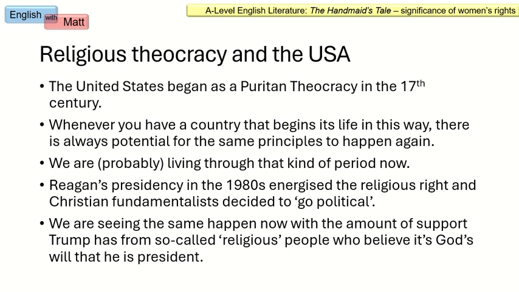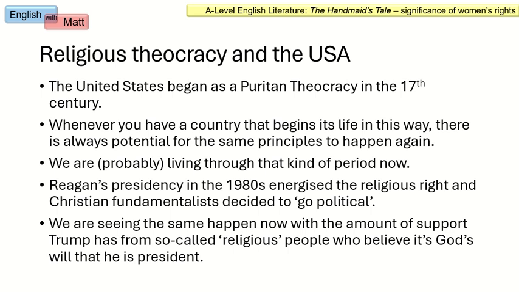And we have seen, even in recent news footage during the election campaign of 2024, for example, the amount of support that Trump has from so-called religious people who believe that it's God's will that he is president. They believe that God wants him as president, and that might be something that God wants forever. So they never want another election because God and Trump are almost like the same thing.